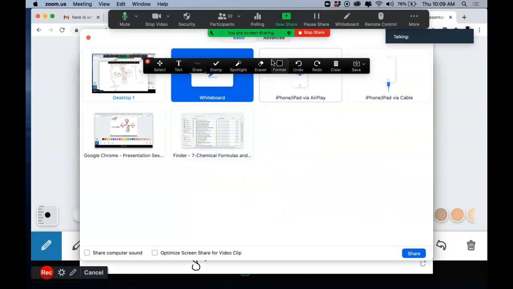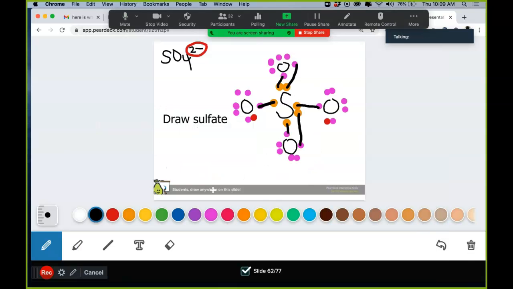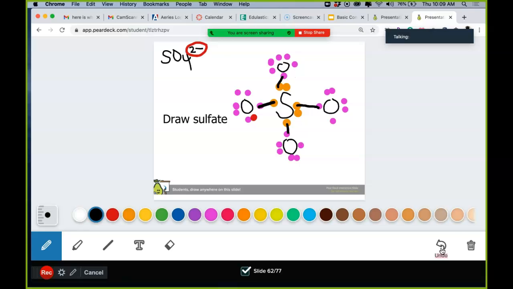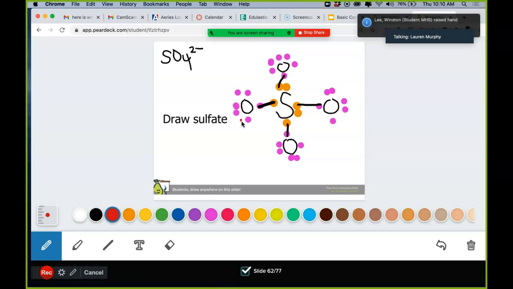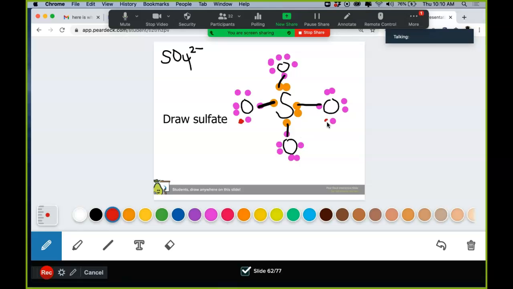Okay, now, someone tell me how I could draw this with all single bonds. Let me put in my extra electrons and then Winston's going to go for it. So here are my extra electrons. I put them in red, my 2 minus. So Winston, go for it.